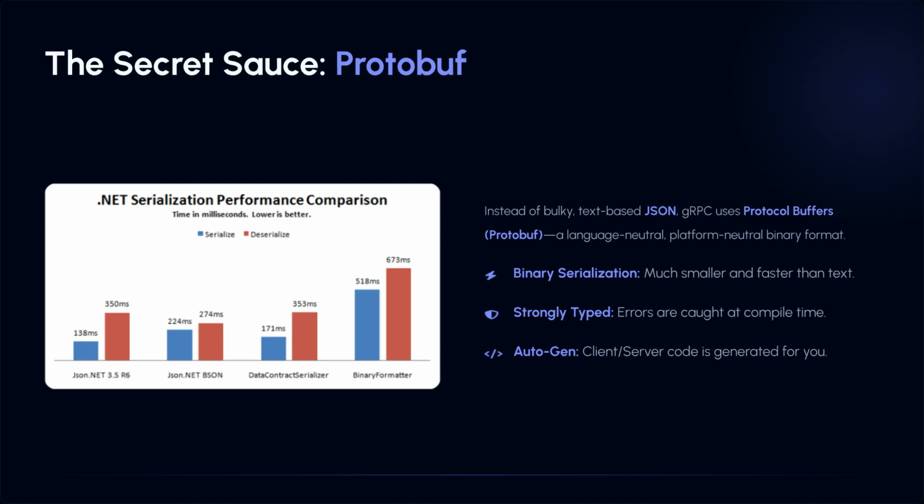And here's the best part. You define your service once in a .proto file. Then gRPC automatically generates client and server code in multiple programming languages. No repetitive boilerplate, no manual API client creation, just generate and start building.